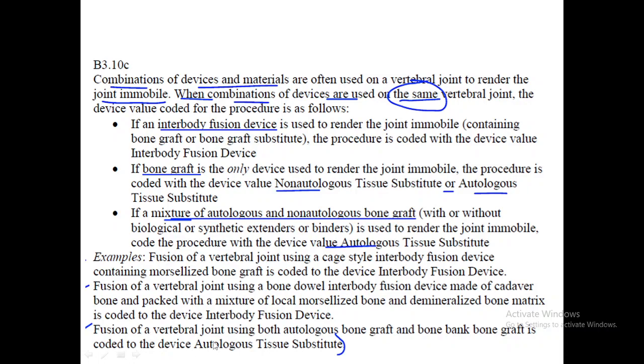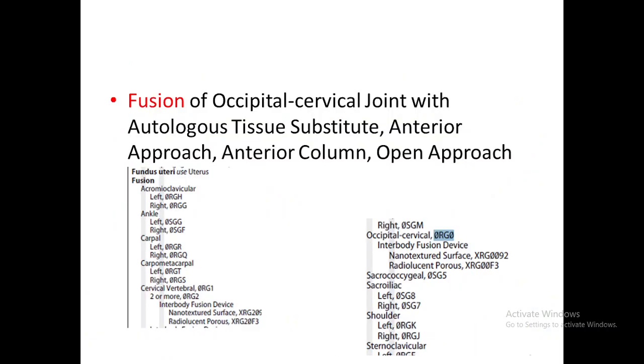Here, no interbody fusion device, but if they use both autologous and non-autologous bone graft, then it is always coded to autologous tissue substitute. So these are the guidance related to the materials or the devices used in fusion procedures. So let's apply those guidelines in certain case sheets.